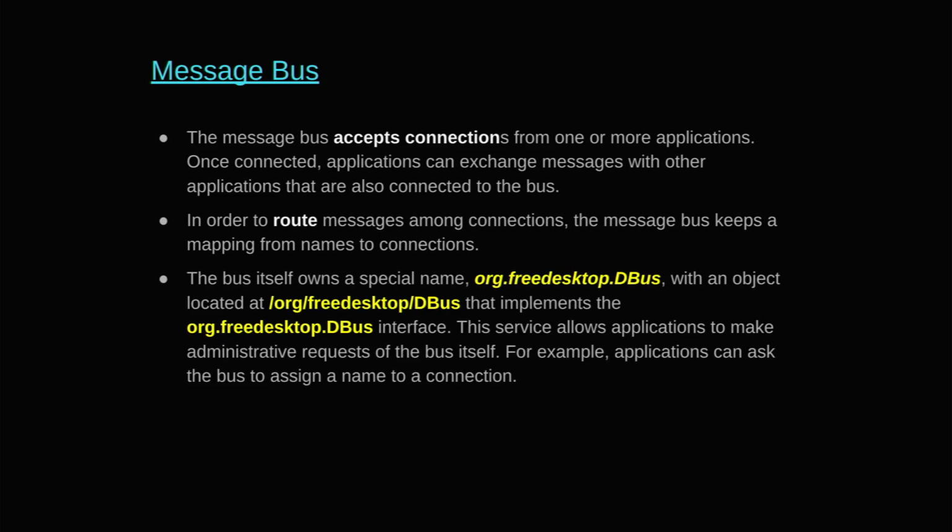And the bus itself owns a special name, org.freedesktop.DBus, and it has an object at path /org/freedesktop/DBus. And that object has an interface org.freedesktop.DBus. And the message bus daemon is usually dbus-daemon. However, more and more Linux distributions move to dbus-broker for better efficiency. For example, Fedora and Arch Linux.